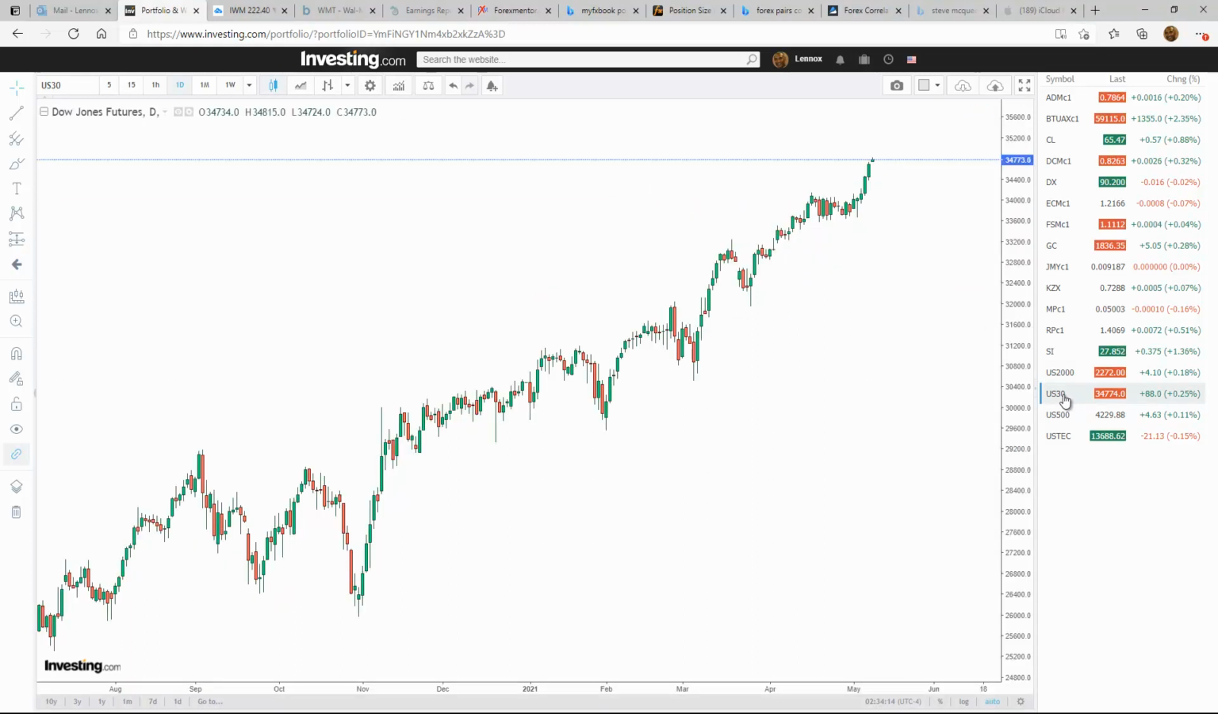The Dow has been just breaking records every time it moves, and it's still climbing. It's not even looking tired yet. Still, it just keeps going incredibly. So we just go with it, and that's it.